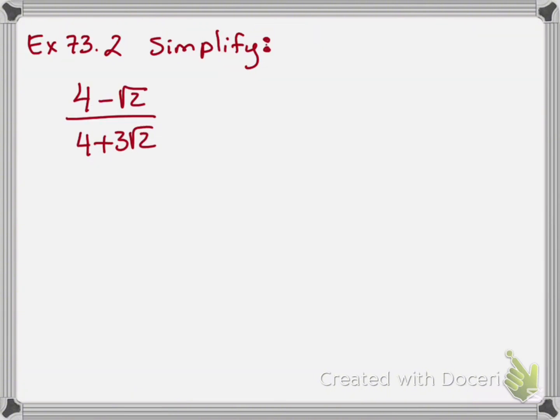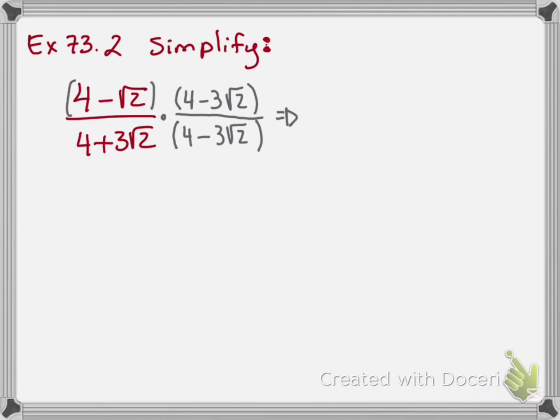Let's look at another example. Again, in this case, we have to multiply by the conjugate of the denominator. And the conjugate of the denominator is 4 minus 3 square root of 2. And we're going to multiply the top by the same number. When we do that, we multiply the top.